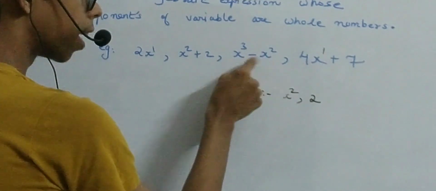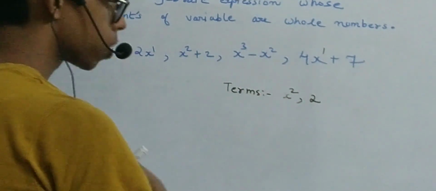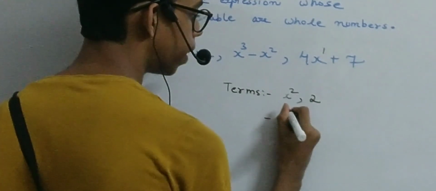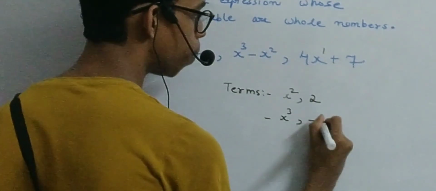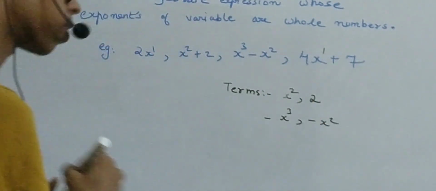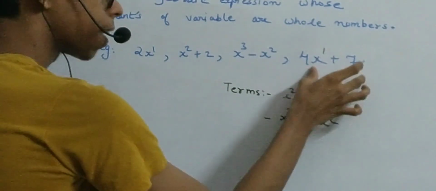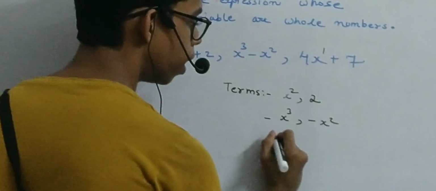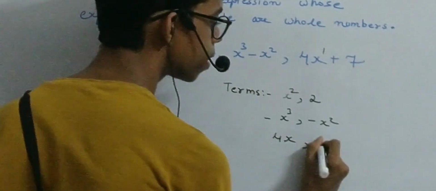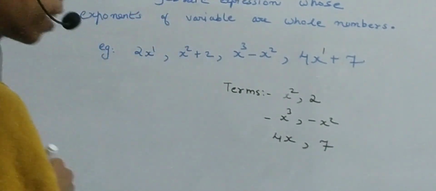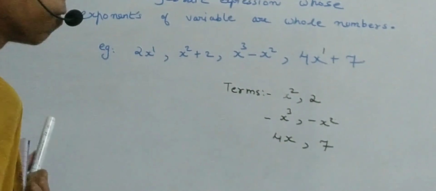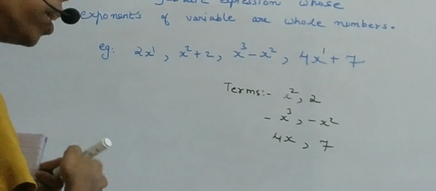Now if I take x cube and minus x square, what will be the terms of the polynomial? The terms will be x cube and minus x square. Now if I take the next one, 4x plus 7, what are the terms of the polynomial? The terms will be 4x and 7. So basically, terms means how many terms there are in your given polynomial. That is the meaning of terms.